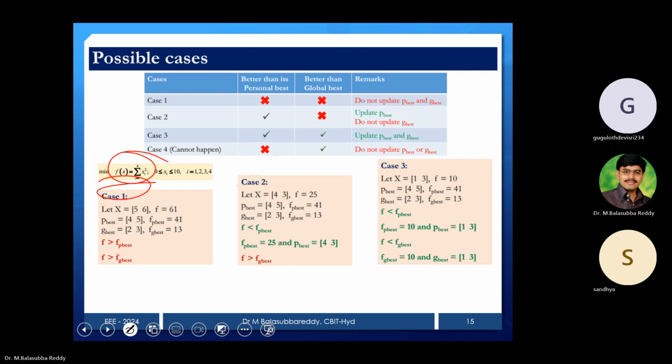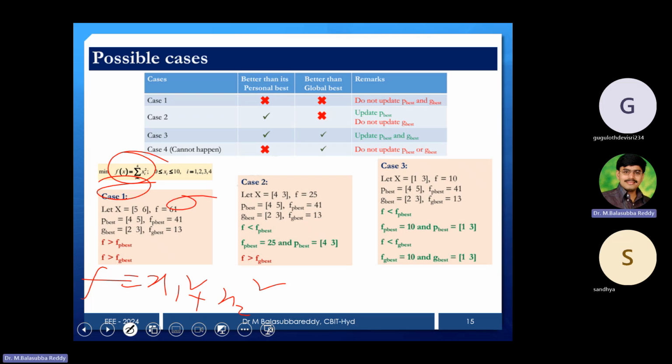Case 1: x values 5 and 6. Let the function be x1 square plus x2 square. Now if the x values are 5 and 6, then put them there: 5 square plus 6 square. Then our function value is 61.